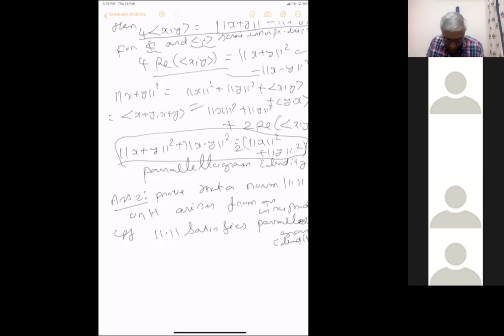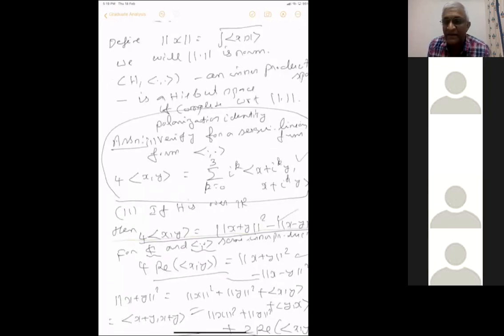So the proof is simple. One direction we have already verified: if it is an inner product, it satisfies the parallelogram identity. If something satisfies the parallelogram identity, then you use the polarization identity to define the inner product. What we have here is just a norm, the norm square of x plus i power k y.